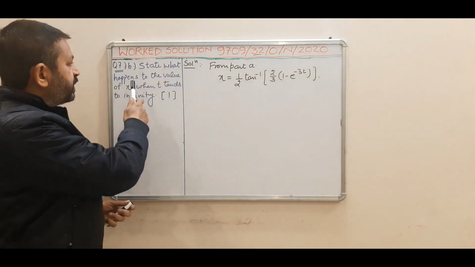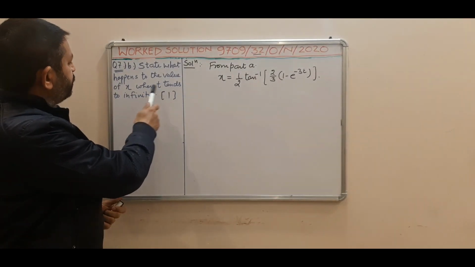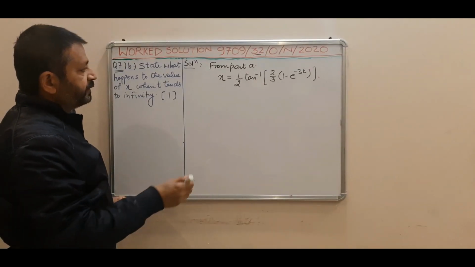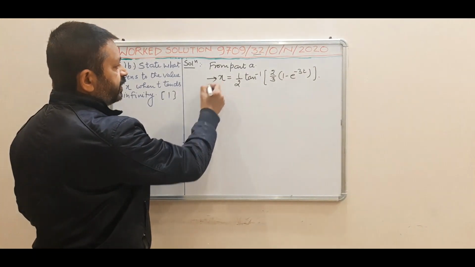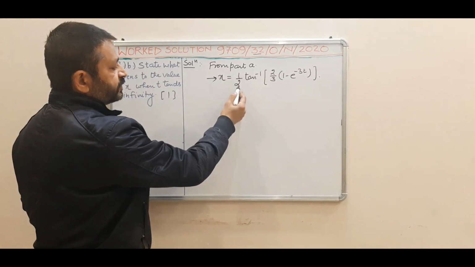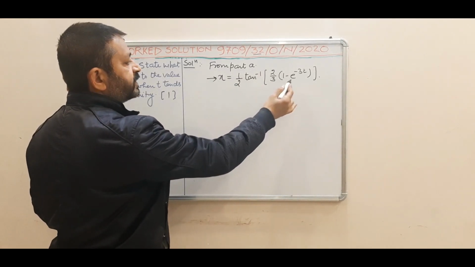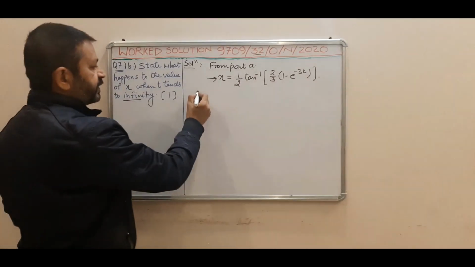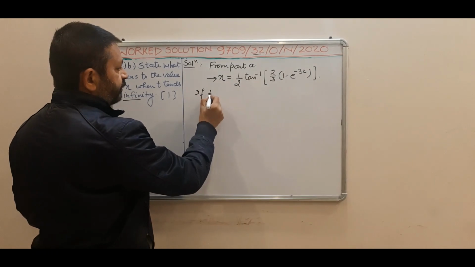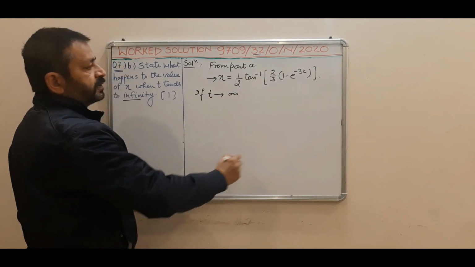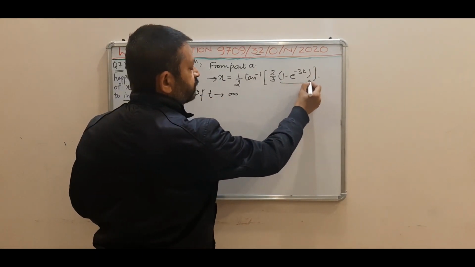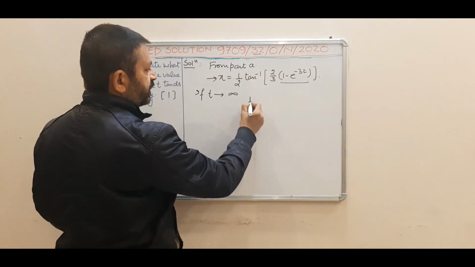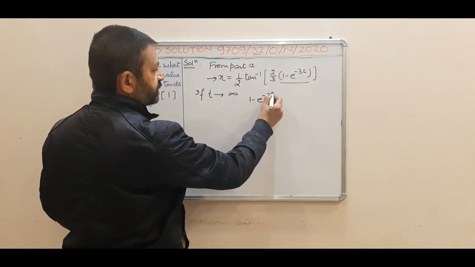Question number 7, B part. State what happens to the value of x when t tends to infinity. This question carries 1 mark only. So from part A, we have this expression that x is equal to half tan inverse of 2 by 3 into 1 minus e raised to minus 3t. So it is given that t tends to infinity. Now t is present here only, so we'll check what will happen to this expression if t is infinity.